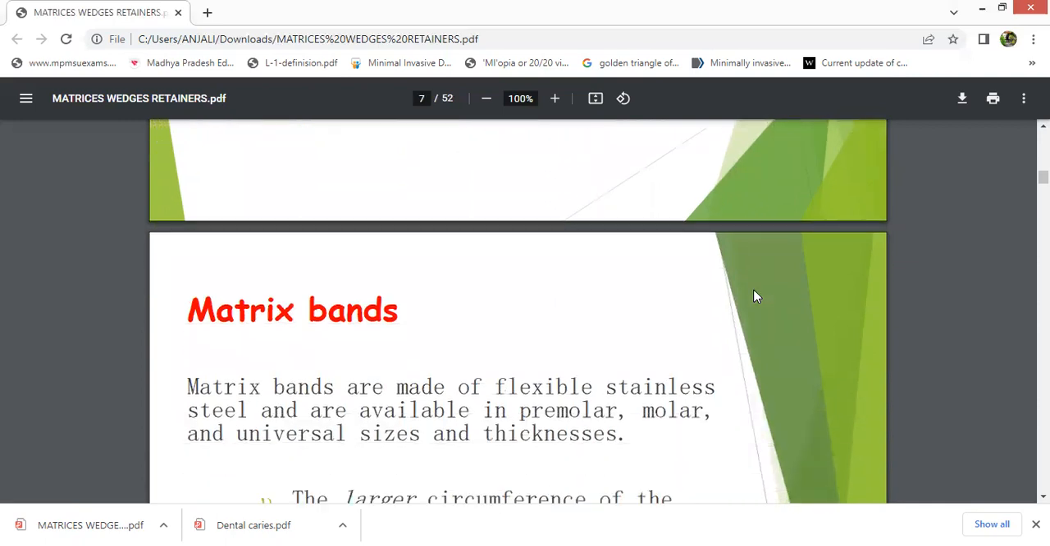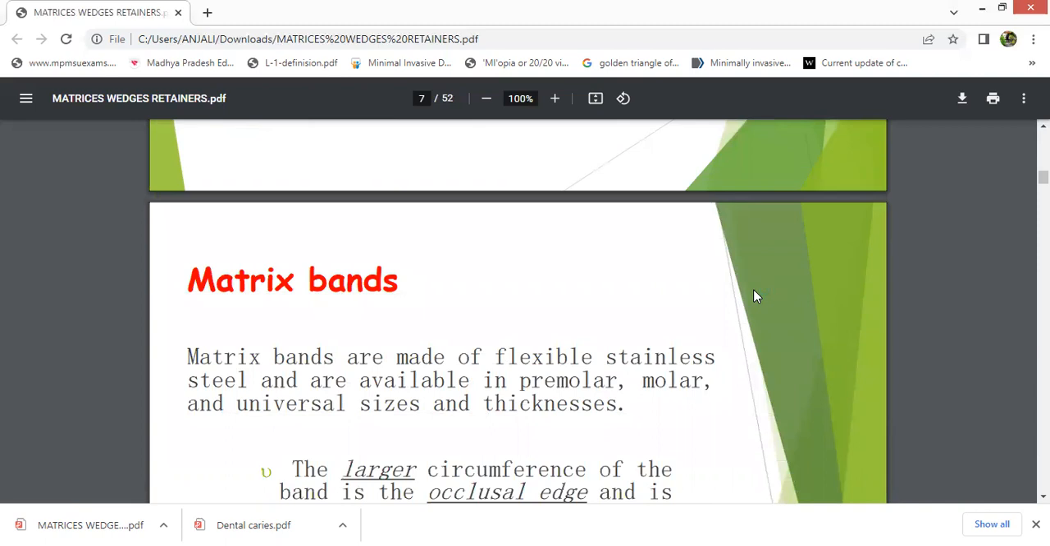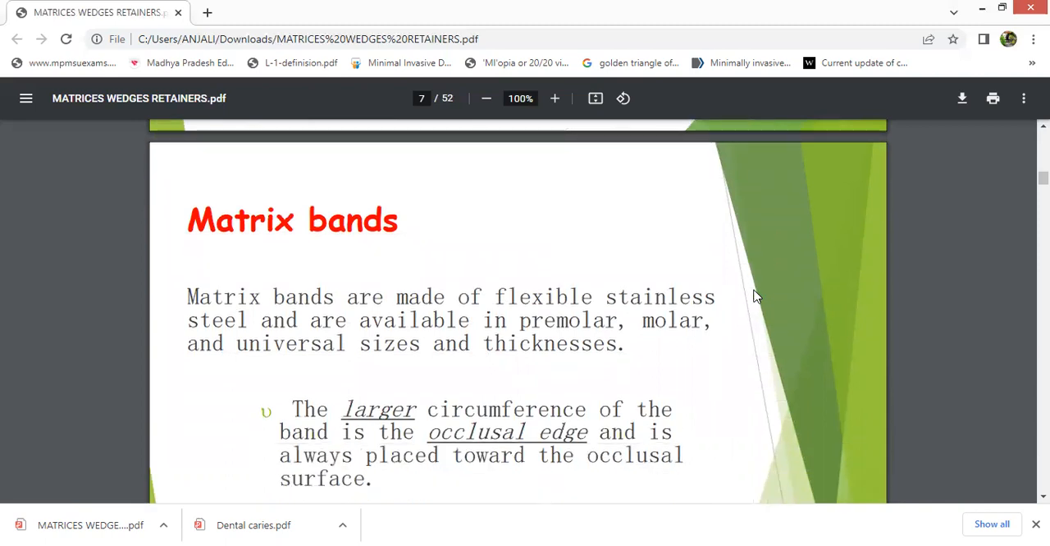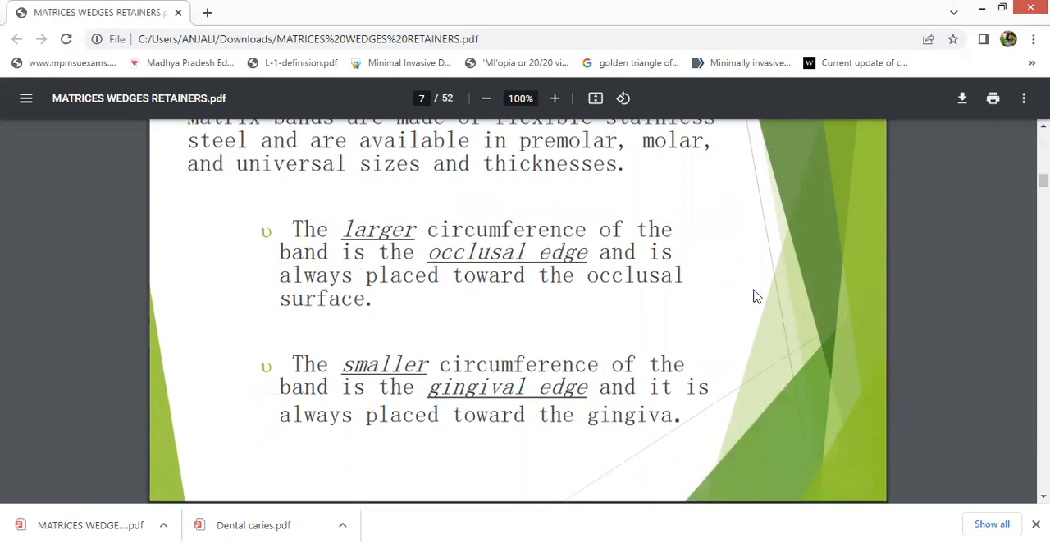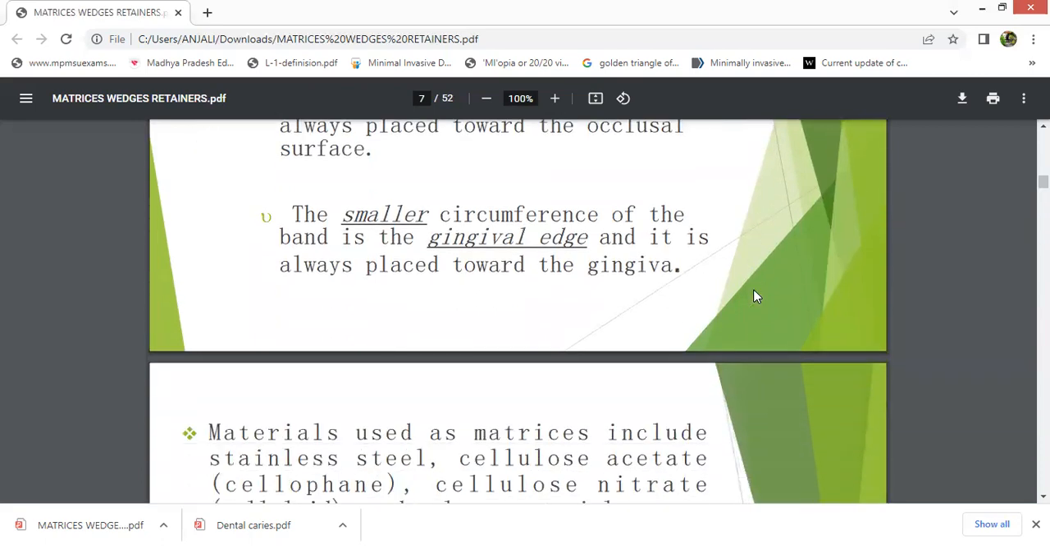The matrix bands are made of flexible stainless steel and are available in premolar, molar and universal sizes and thickness. The larger circumference of the band is the occlusal edge and it is always placed towards the occlusal surface. The smaller circumference of the band is the gingival edge and it is always placed towards the gingiva.